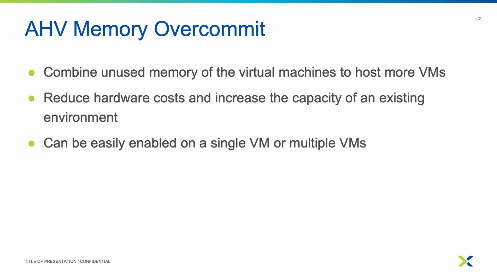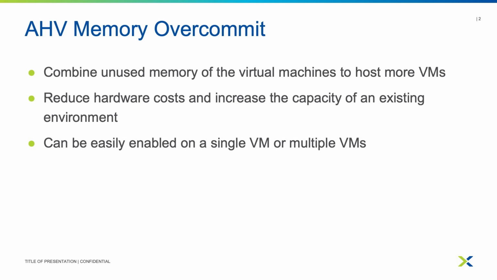The Memory Overcommit feature enables elasticity for memory usage and allows the hypervisor to combine the unused memory of the VMs to host more virtual machines. At Nutanix, this is done by AHV using balloon drivers and host swap mechanisms. Memory overcommit can be easily enabled on a single VM or multiple VMs for new or existing virtual machines.